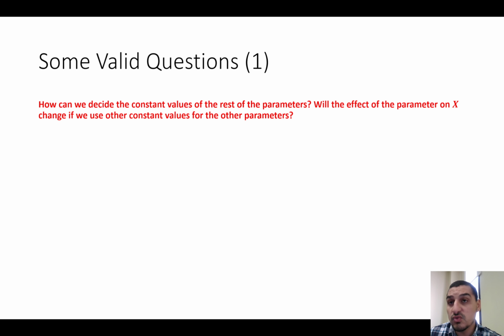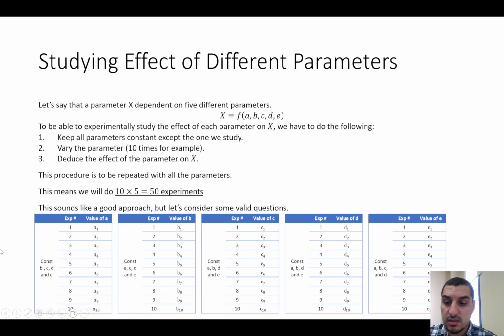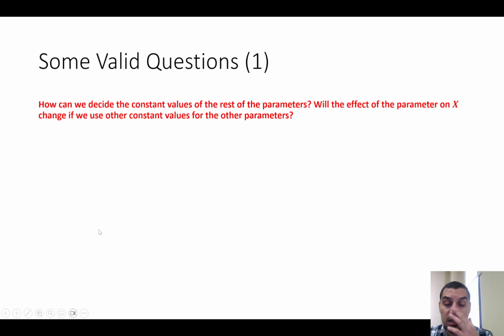So if we choose another set of constants here, and here let's say this is b1, c1, d1, and e1, and we took the first values. If we do the same experiment with other values for b, c, d, and e, let's say b2, c2, d2, and e2, then these numbers will vary. Okay, it's not going to give the same output. So this is the question here.